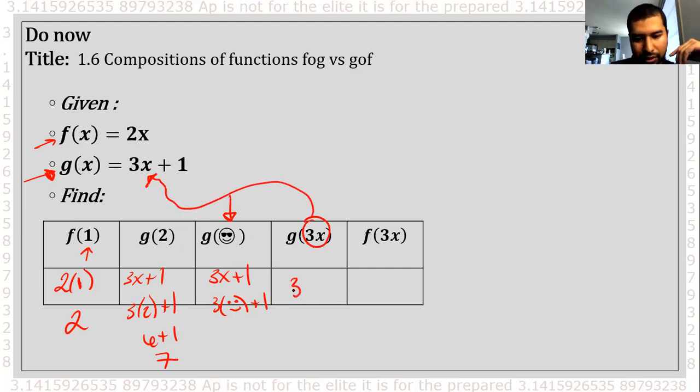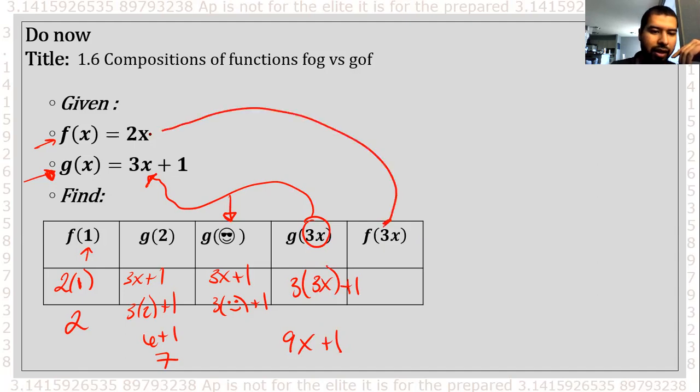So it's going to be 3 times 3x plus 1. So I solve for that. 3 times 3 is 9x plus 1, easy peasy. And the same thing goes for my f. So 3x into my x here. So it's going to be 2 parentheses, and I put that 3x. So now it's just 6x. A simple warm-up that will get us started.